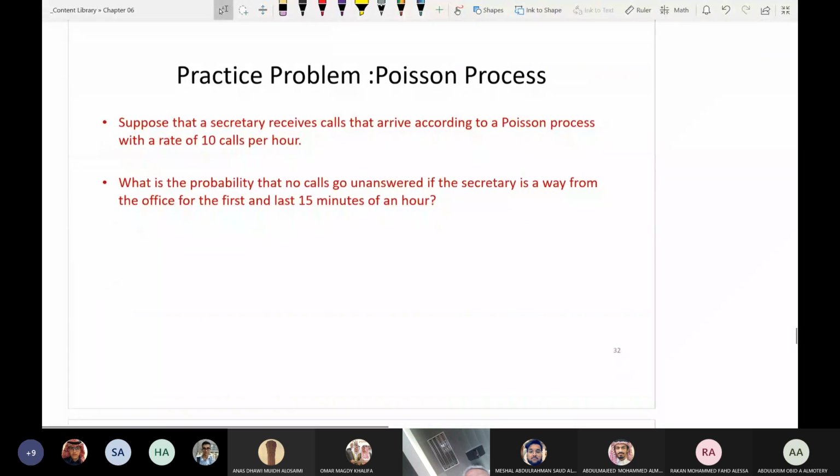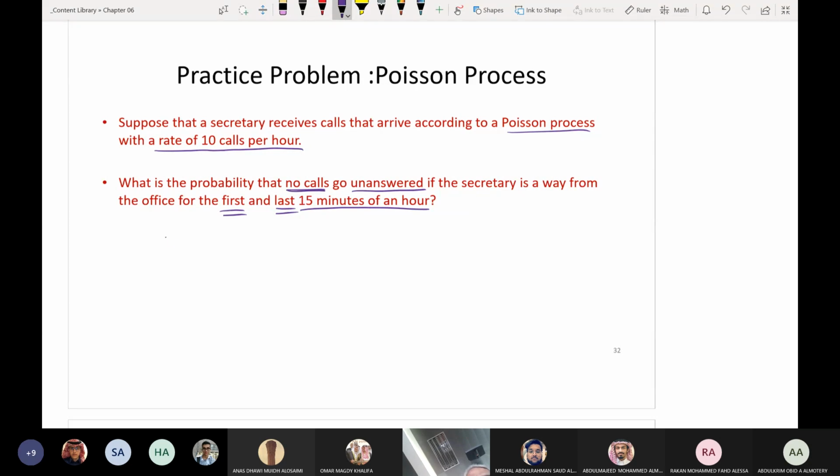Okay, let's have another question or exercise. Suppose that a secretary receives calls that arrive according to a Poisson process with a rate of 10 calls per hour. So every hour he receives 10 calls on average. What is the probability that no calls go unanswered if the secretary is away from the office for the first and the last 15 minutes of an hour? You need here to translate the English into math.